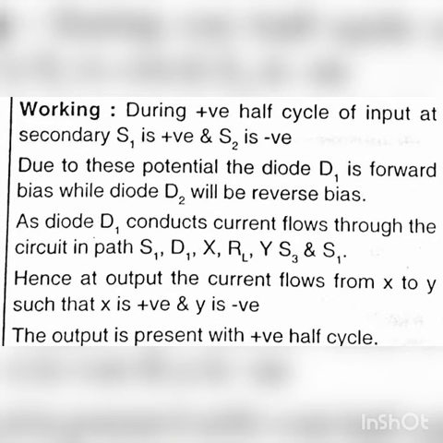Working: during positive half cycle of input, at secondary S1 is positive and S2 is negative. Due to this potential, the diode D1 is forward biased while diode D2 will be reverse biased. As diode D1 conducts, current flows through the circuit in path S1, D1, X, RL, Y, S3 and S1. Hence at our output, the current flows from X to Y such that X is positive and Y is negative. The output is present with the positive half cycles.